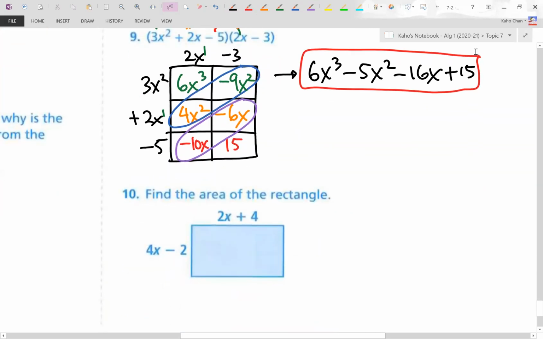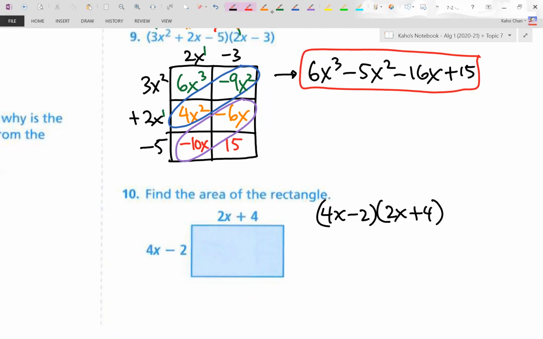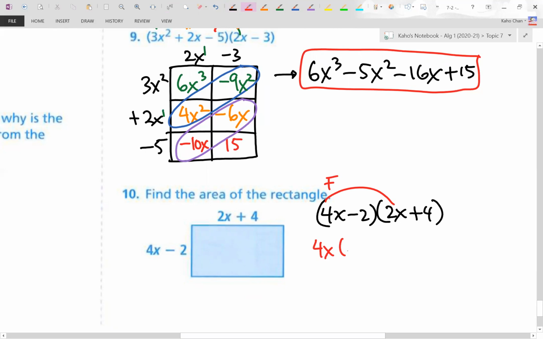Number 10. We've been doing boxes. I'm just going to FOIL this one. You guys mind if I just FOIL it? No big deal. FOIL is just a fancy way of saying distributive property. Here we go. First terms, 4x times 2x. Outer terms, 4x times 4. Inner terms, negative 2 times 2x. And last terms, negative 2 times 4.